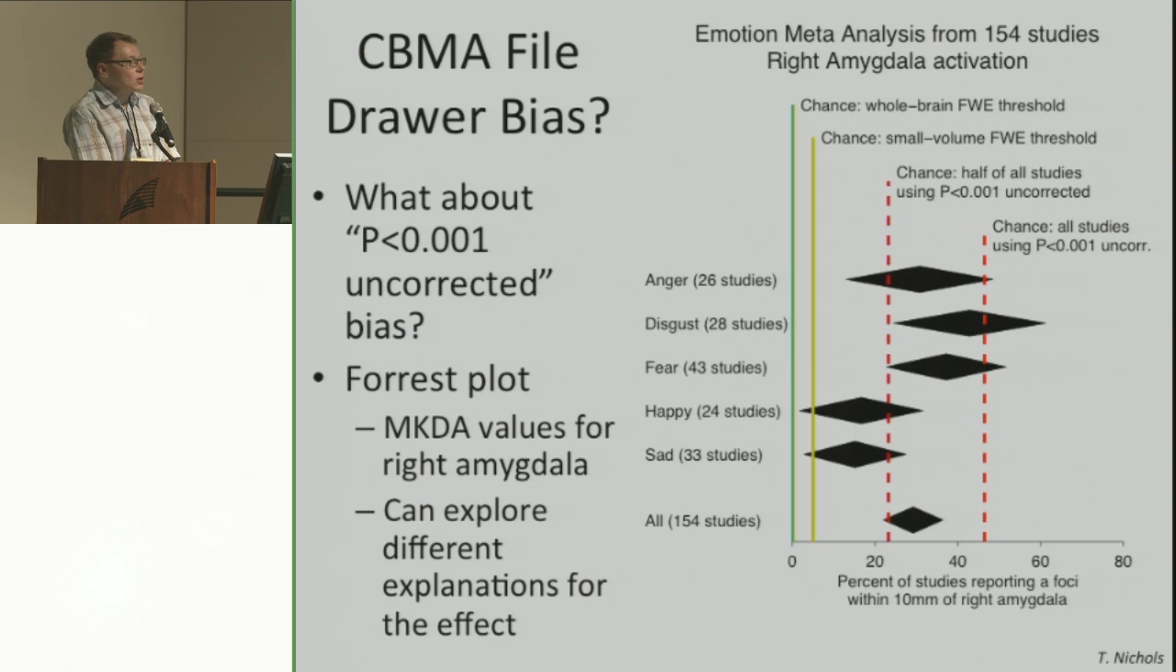Well, in fact, these go up. So here, if we're just using a small volume FWE threshold, this is still significant. But certainly, if even just half of all the studies are using uncorrected thresholds, then at least in these two groups, for example, happy and sad, are actually showing responses that are consistent with chance in this setup. So this is just one way we can try to do a sensitivity analysis. But again, we don't have automated methods for this.